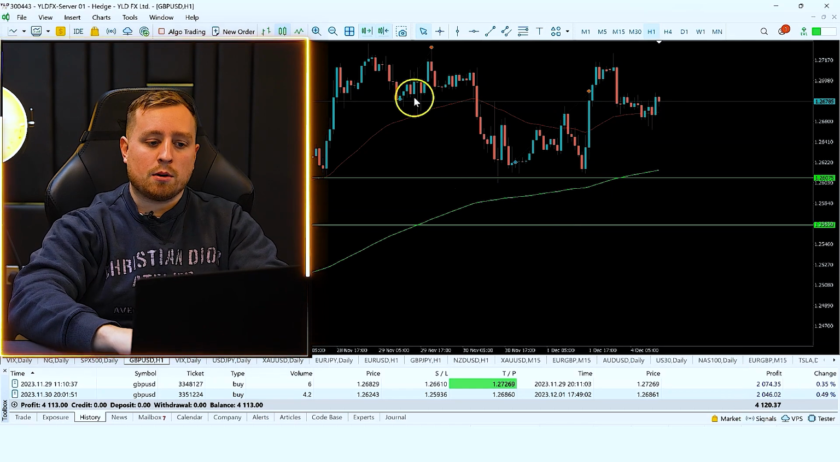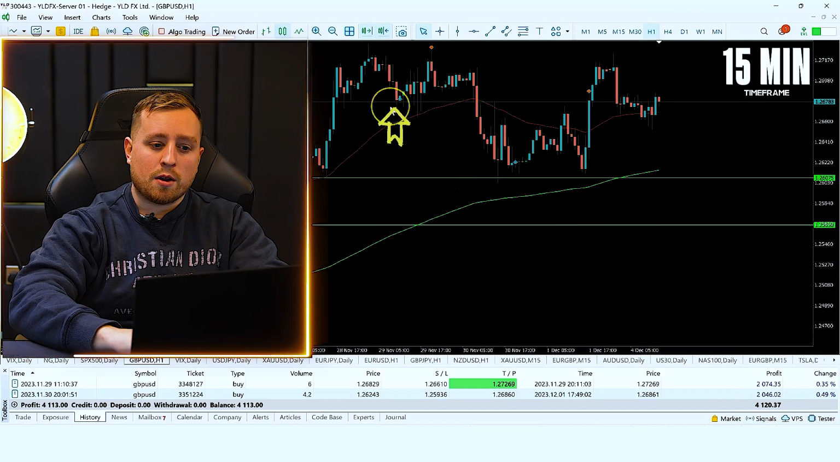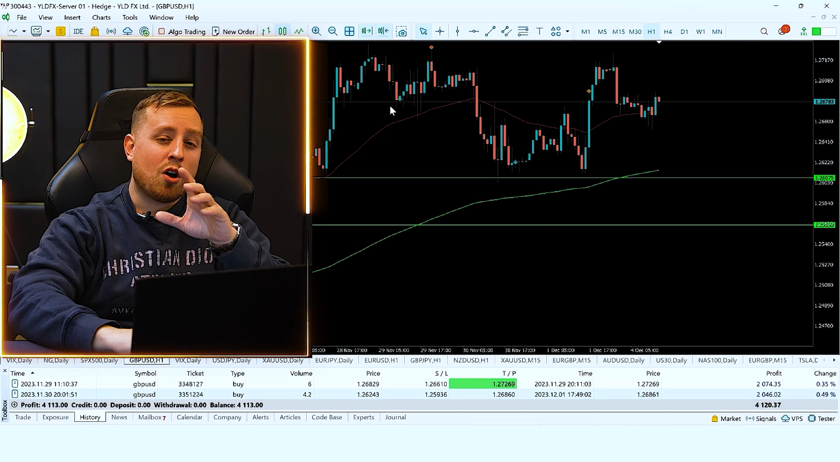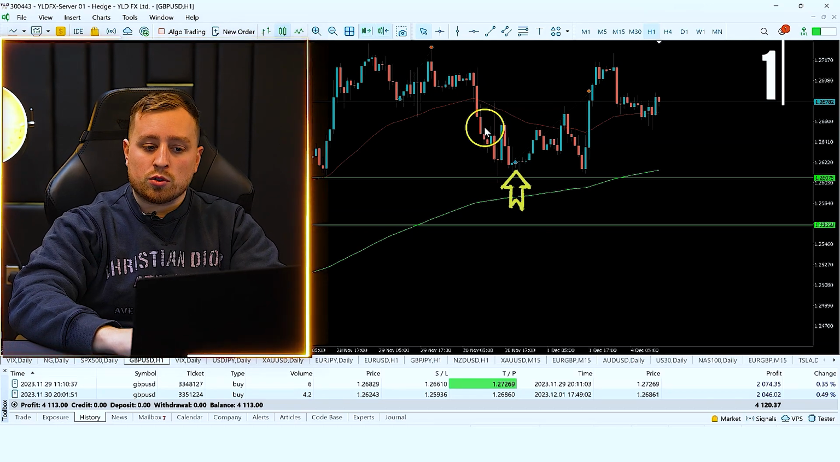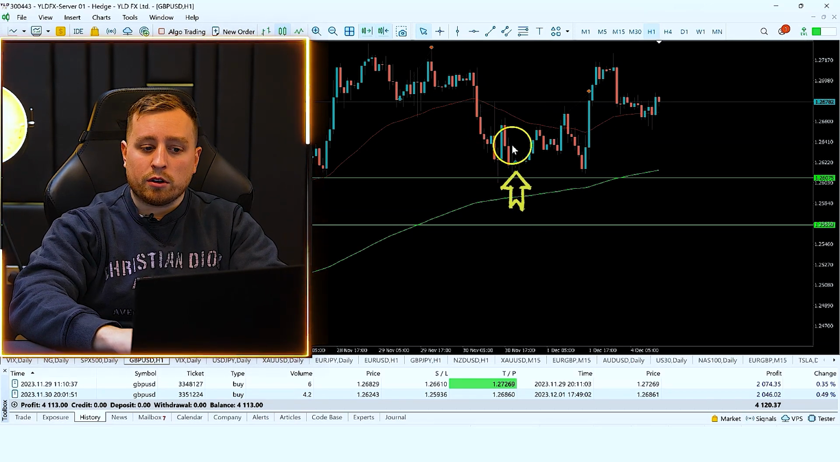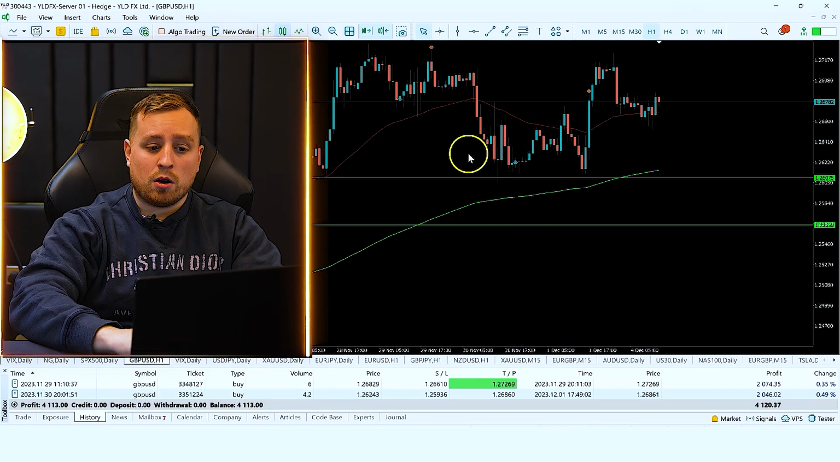The first one that we can see up here was taken on the 15-minute time frame, and I'll talk a little bit more on why I exited that. And the second one was taken on the 1 hour time frame, which is what we're currently on, and why I exited that as well. Now this falls really in line with what we're talking about, how to utilise support and resistance.